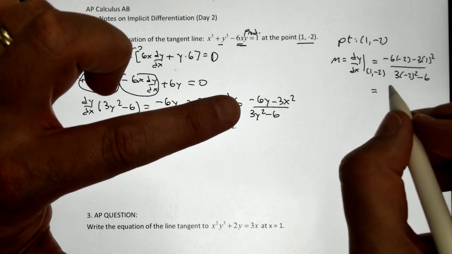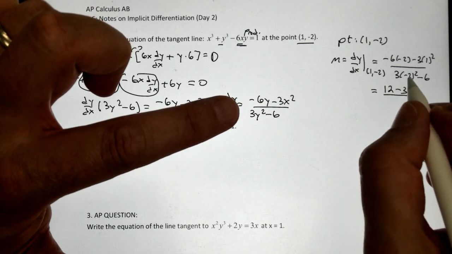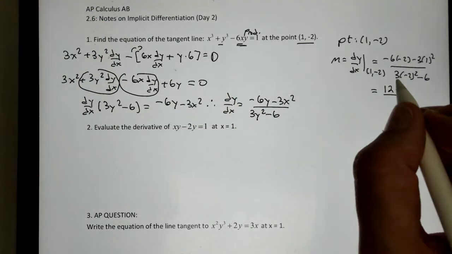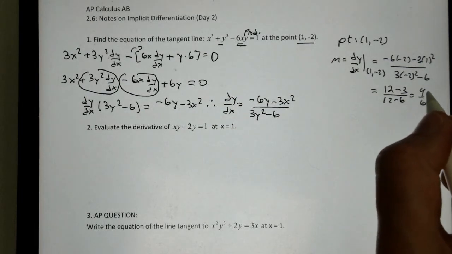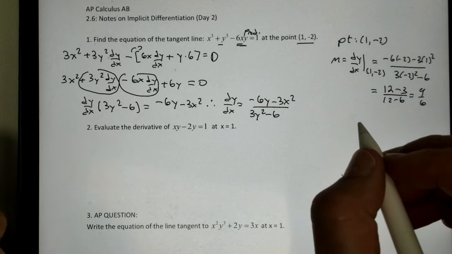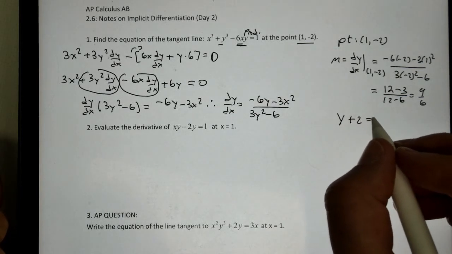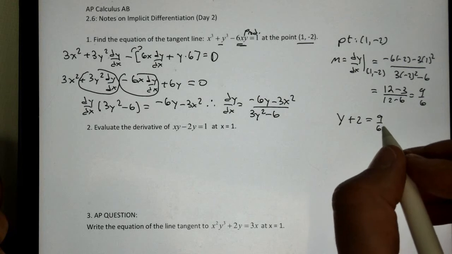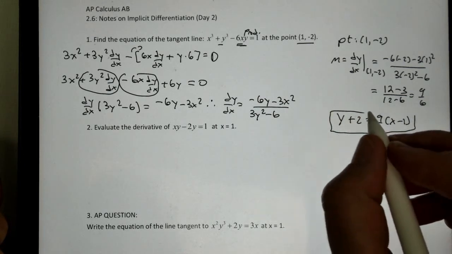And let's clean this up. Of course, on top we get 12 minus 3. On bottom, that becomes 4. 4 times 3 is 12. 12 minus 6. So we get 9 over 6, or if you want to reduce that to 3 halves, you can. And now we write our line. y plus 2 equals 9 over 6, times x minus 1. And there's our tangent line.